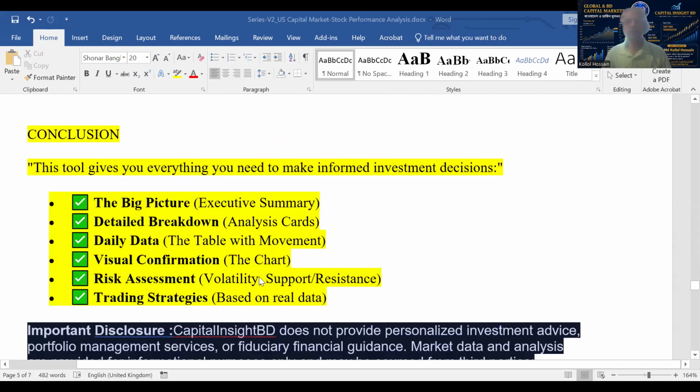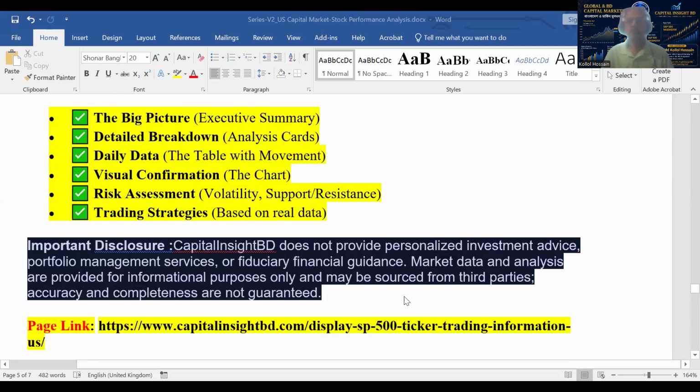So what is the conclusion? These tools give you everything you need to make informed investment decisions. The big picture: executive summary. Detailed breakdown: analysis cards, daily data. Visual confirmation: the chart, the daily table with movement. Risk assessment: volatility, support and resistance, trading strategies based on real data.